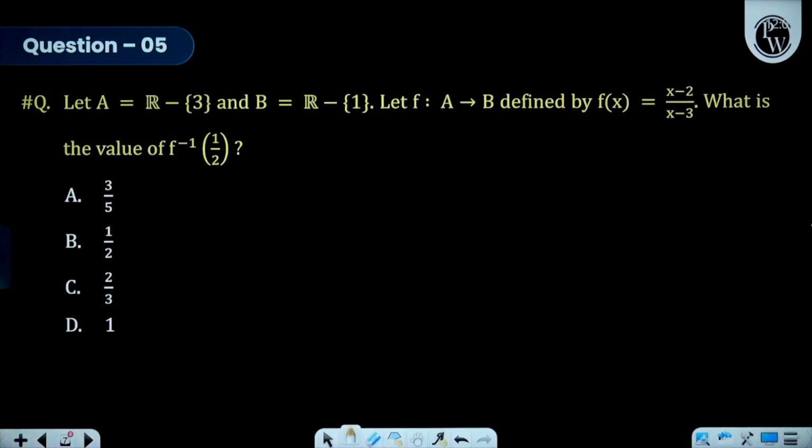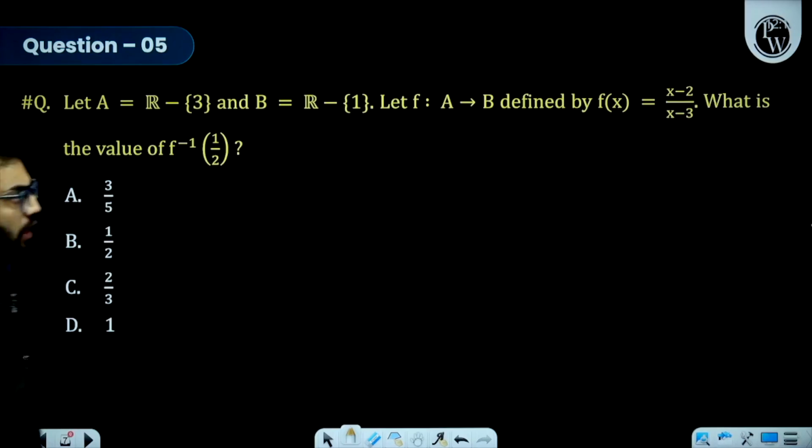So in this question it says let A equal R minus the single element 3, that is all real numbers except 3. B equals R minus the single element 1, and let f from A to B be defined as f of x equals x minus 2 upon x minus 3. What is the value of f inverse of 1 by 2? Guys, you can pause this video and take around 1 minute to solve this.